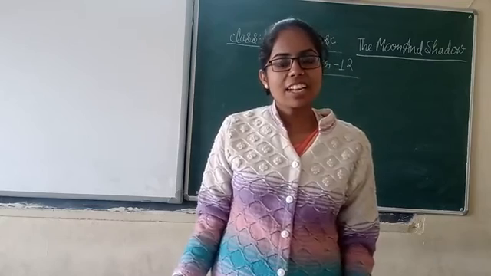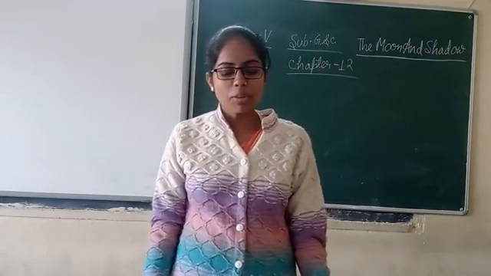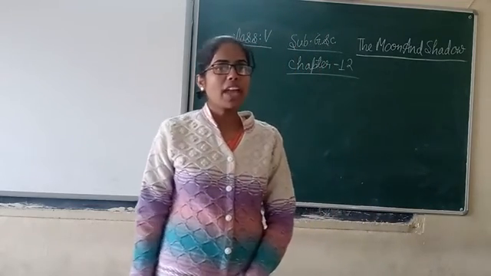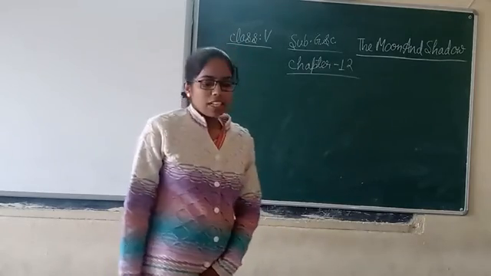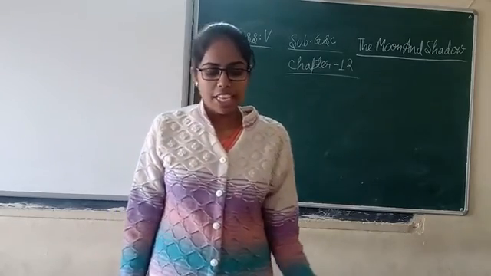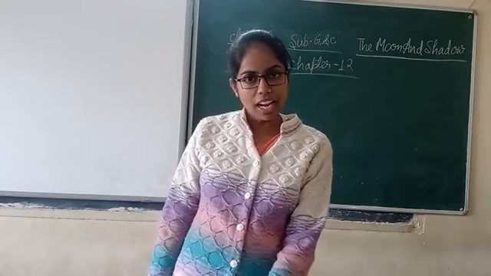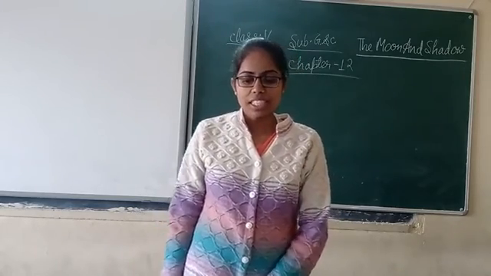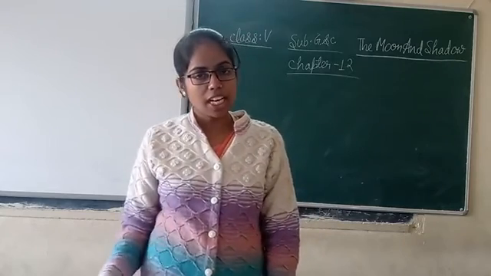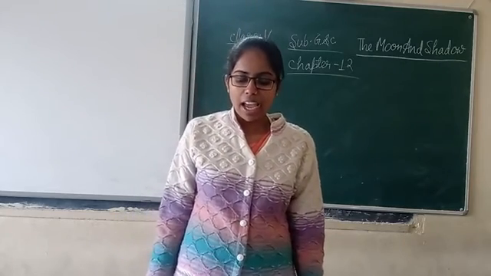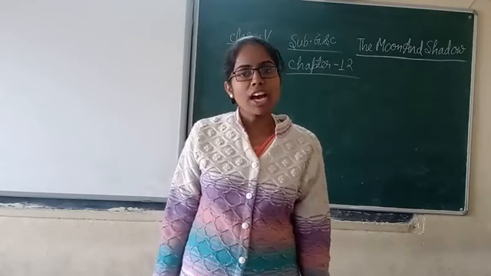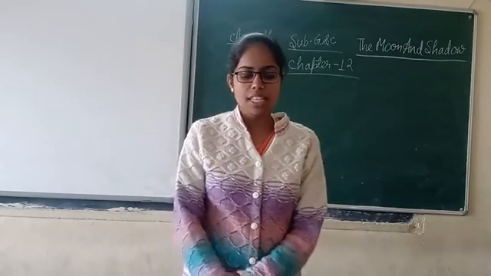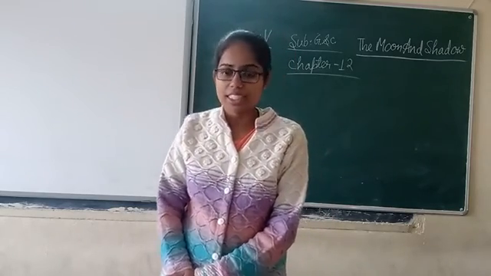Let's start with chapter 12. The name of the chapter is The Moon and Shadow. We know that the moon is the natural satellite of our earth, the earth on which we live. It is the nearest neighbor of the earth in the sky and it is about 400,000 kilometers away from the earth.